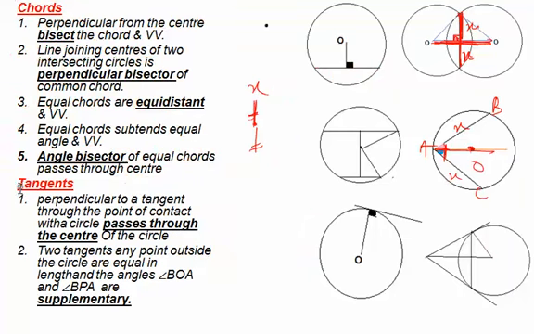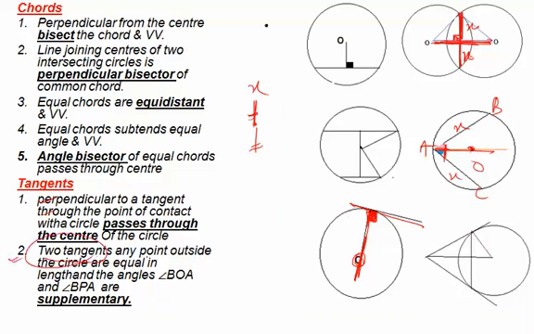Next we discuss properties of tangents. The first property is perpendicular to a tangent. If this is a tangent, a perpendicular to it always passes through the center, and the reverse is also true: a line passing through the center is always perpendicular to the tangent. So let's go to the next property.